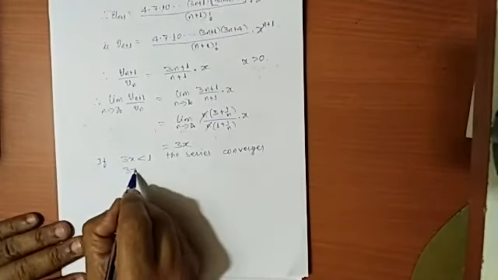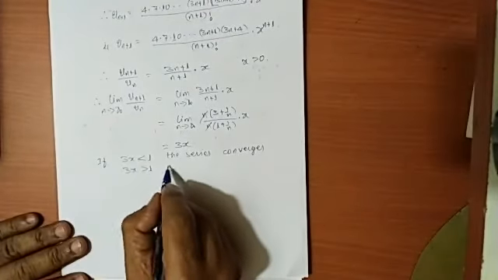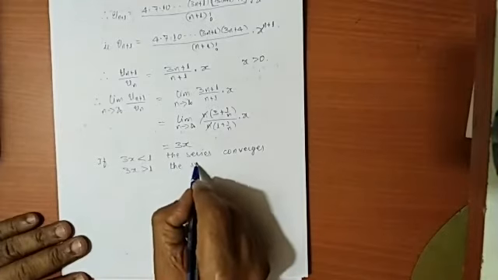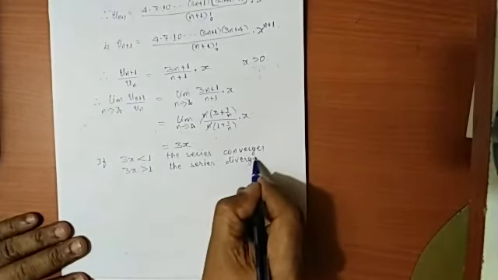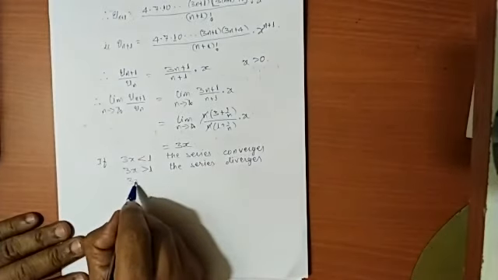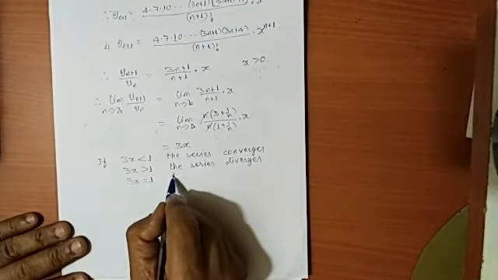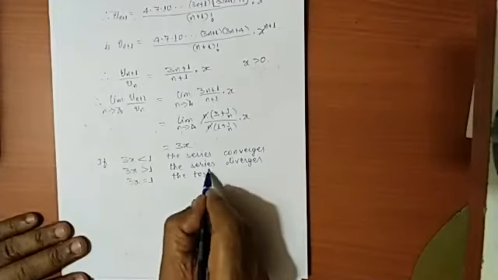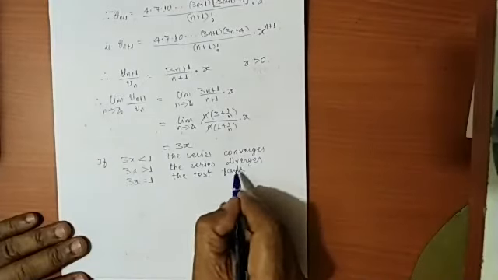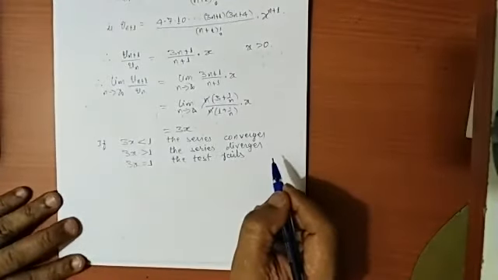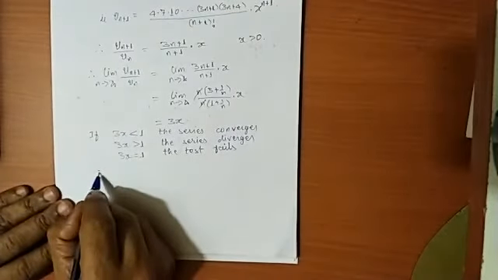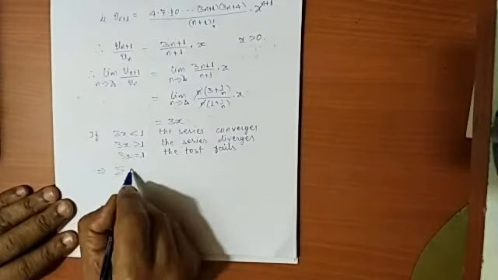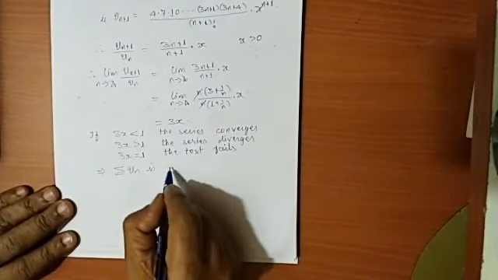3x is greater than 1, the series diverges, and 3x is equal to 1, the test fails. Right, I cannot make out any conclusion out of it. This implies what? Sigma un is convergent.